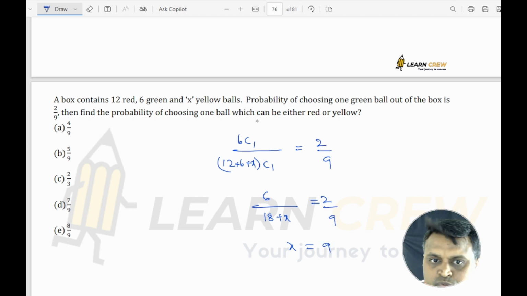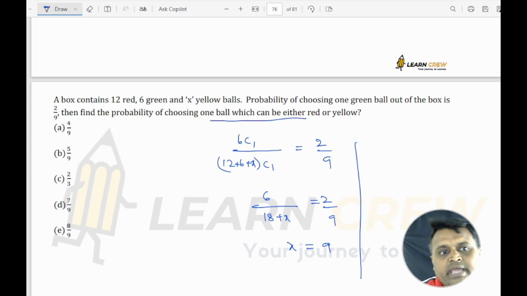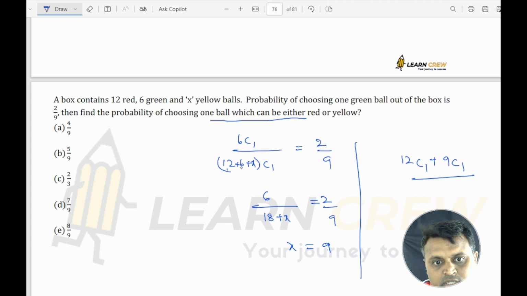Now what is the question? Find the probability of choosing one ball which can either be red or yellow. So it can either be red, which is 12C1, or yellow. How many yellow balls? 9C1, by 12 plus 6, 18 plus 9, 27C1. So 12 plus 9, 21, 21 by 27. So it is 3 sevens are 21, 3 nines are 27. So the answer is 7 by 9.